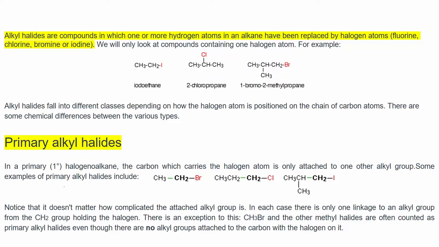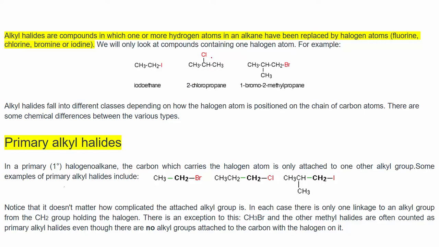Now we have different classes depending on the carbon that the halogen atom is bonded to. So here in iodoethane, we have an iodine that's bonded to a primary carbon. We know it's a primary carbon because it's only bonded to one other carbon. So that's a primary alkyl halide.